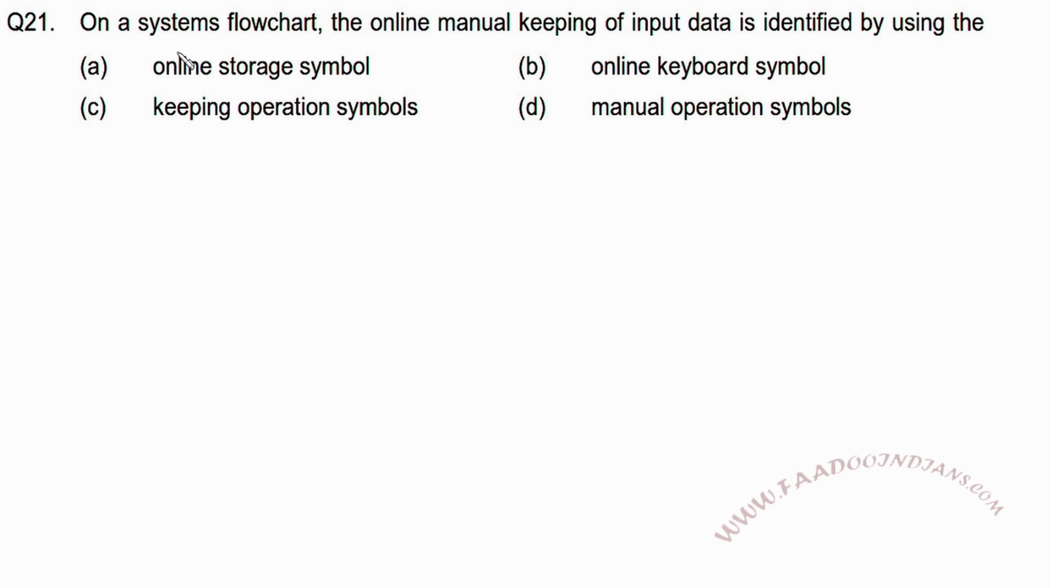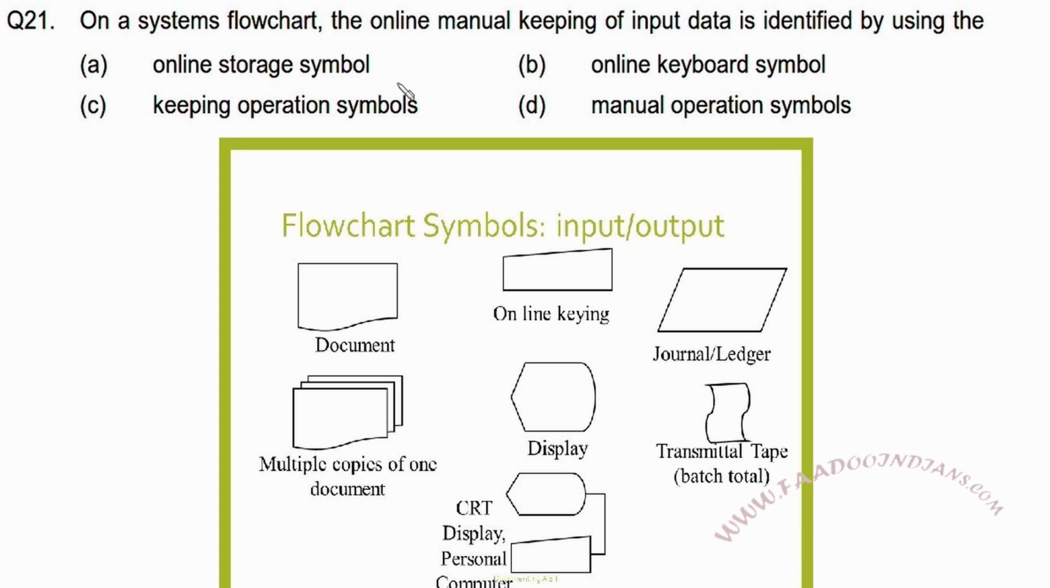21. On a system flow chart, the online manual keying of input data is identified by using the. So this is the flowchart symbols, input and output, and online keying is used in order to identify online manual keying of input data. So B is the answer.